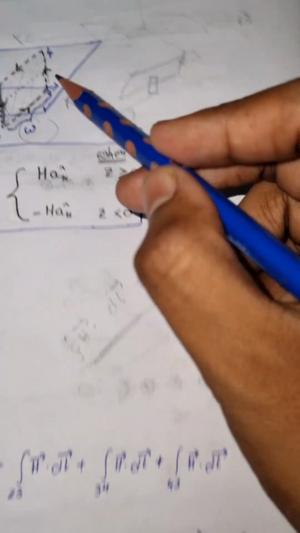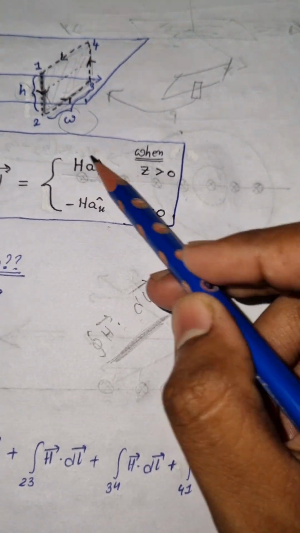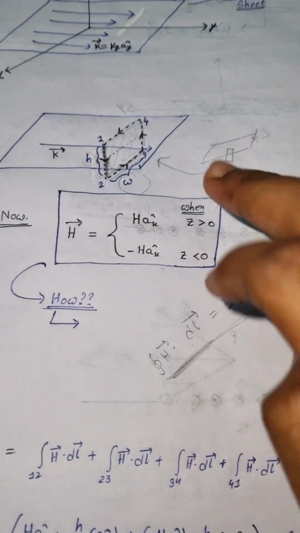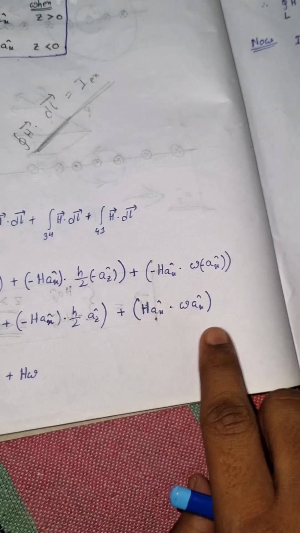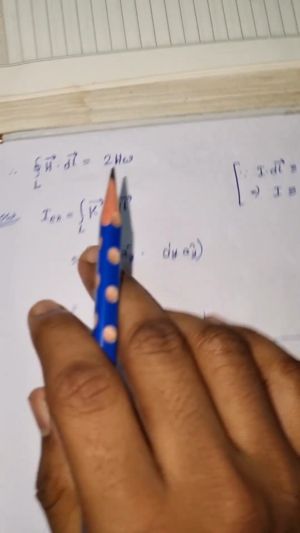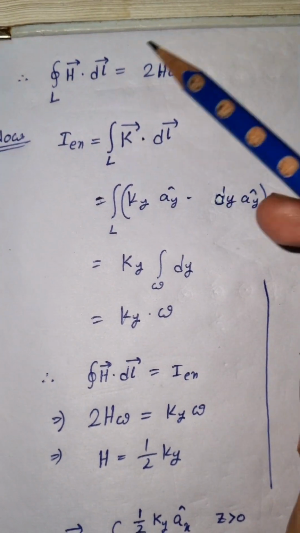And for this element, we are taking this component, it is z greater than 0, and this is also in the same direction of x, so it will be this. So both are the same, and hw. So ultimately the value of H dot dl over the path L is 2hw.